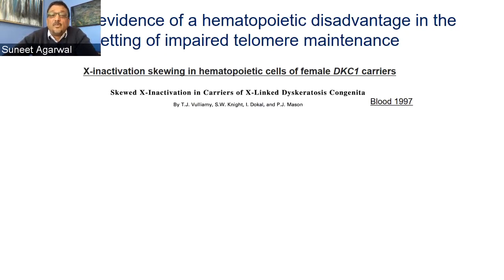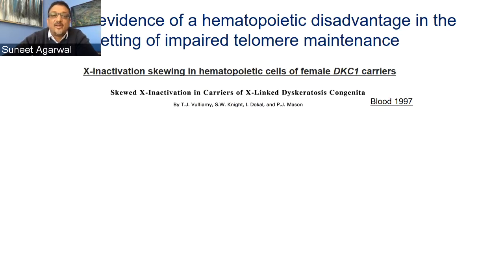So the first piece of evidence is coming before even knowing the actual mutation in dyskeratosis congenita. In the pedigrees of males who had X-linked dyskeratosis congenita, the female carriers showed skewed X inactivation, non-random X inactivation distribution in the blood cells. And that subsequently has been shown to be a skewing away from the allele that carries the mutant DKC1 gene. So in a one-to-one setting, the cells with the impaired telomere maintenance mechanism are selected against. That's one piece of evidence.